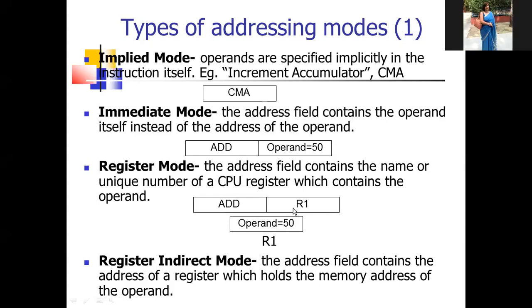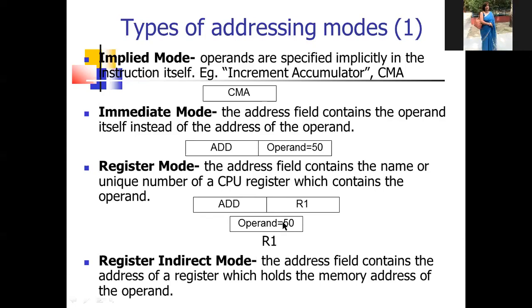It says that ultimately what is our purpose? Our purpose is to bring the data from the memory from a specific location. If we are going to follow this register mode, it says that in the address part of the instruction, the name of a register or the unique number of the register is specified. And further, if control goes to that register, whichever value of that register is lying, that will work as the value of the operand.